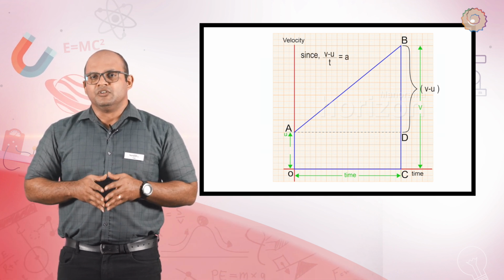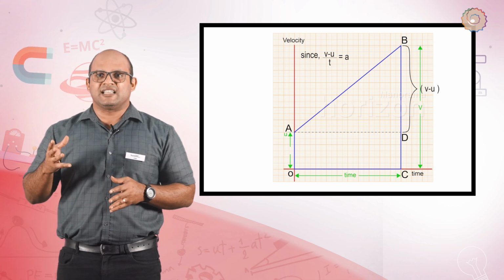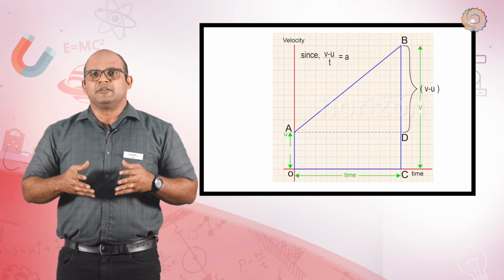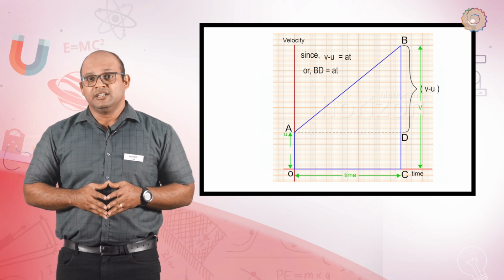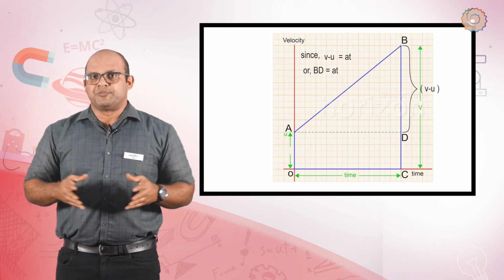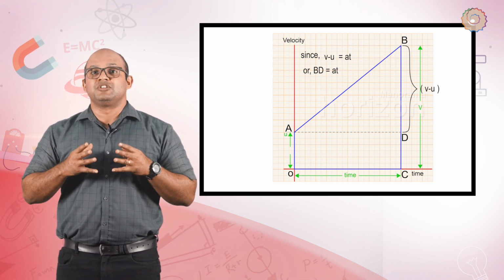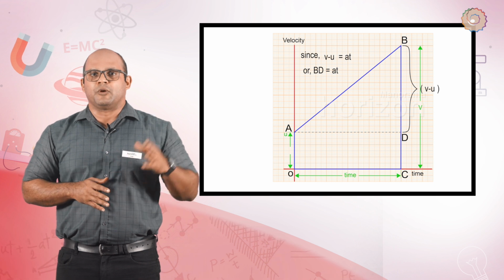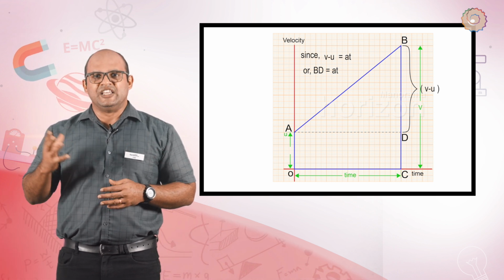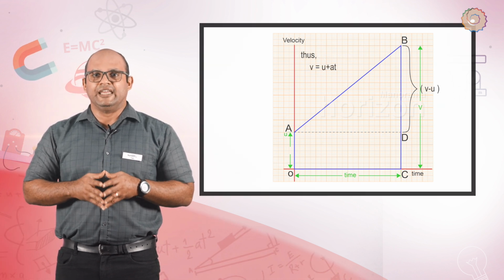Putting this all together, we know that the change in velocity over a given amount of time gives us acceleration, or in other words, v minus u divided by t gives us acceleration, or v minus u is equal to at. Using these relationships, we can see that the lengths of these line segments correspond to the change in the velocity of the object from the beginning to the end of the interval. Since v minus u is equal to at, it follows that v is equal to u plus at.